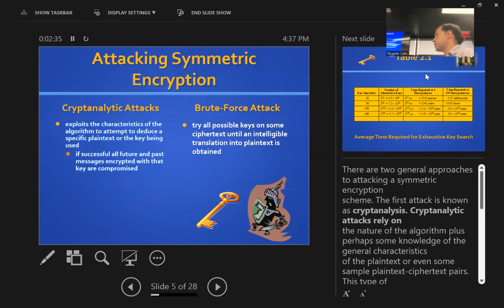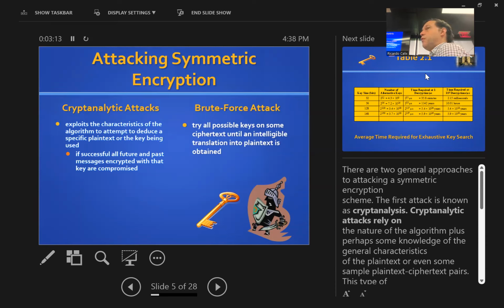Now, attacking symmetric encryption. How can you do that? Basically, you can use cryptanalytic attacks. We gave you an insight into that: looking for patterns in the data. There should be no patterns. If there are patterns, it's not a secure cipher. This exploits the characteristics of the algorithm to attempt to deduce a specific plain text or the key being used. If successful, all future and past messages encrypted with that key are compromised. So that's cryptanalytics, searching for patterns.